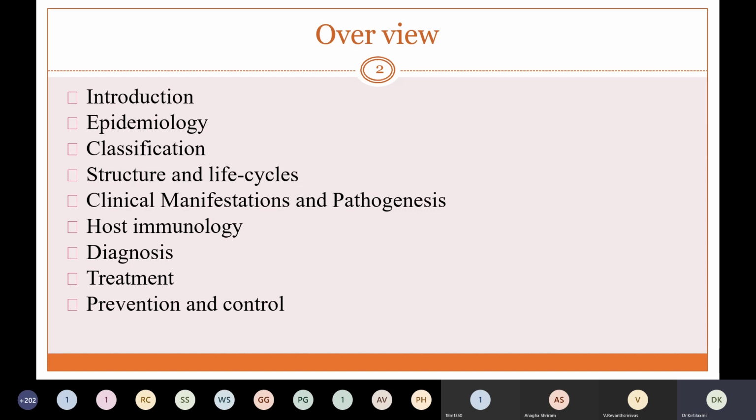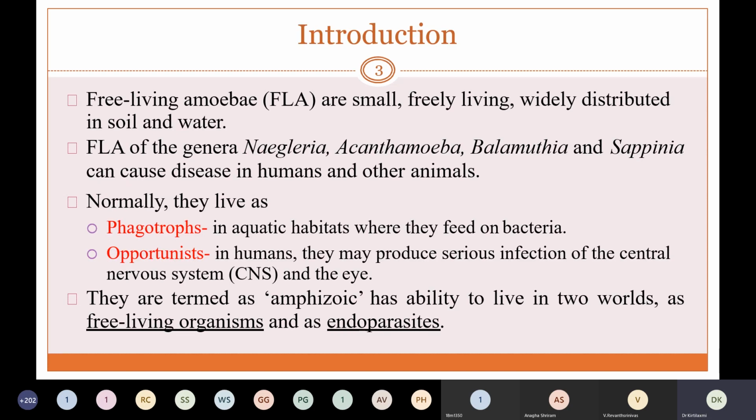So coming to the introduction, these free-living amoebae are very small, free-living, and widely distributed in soil and water. There are many genera in this group. Important ones are Naegleria, Acanthamoeba, Balamuthia, and Sappinia. Sappinia is not very common; only one case has been reported in the world till now. So you can only think of Naegleria, Acanthamoeba, and Balamuthia.